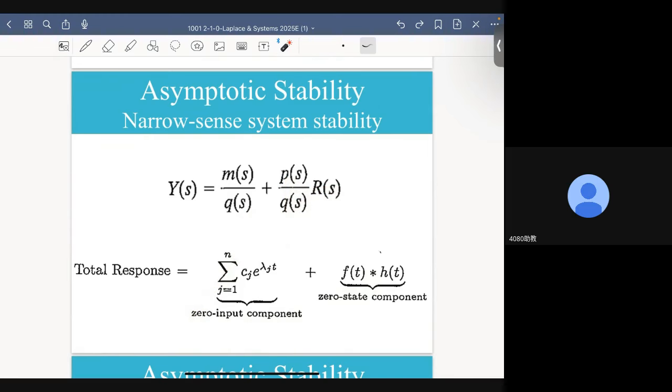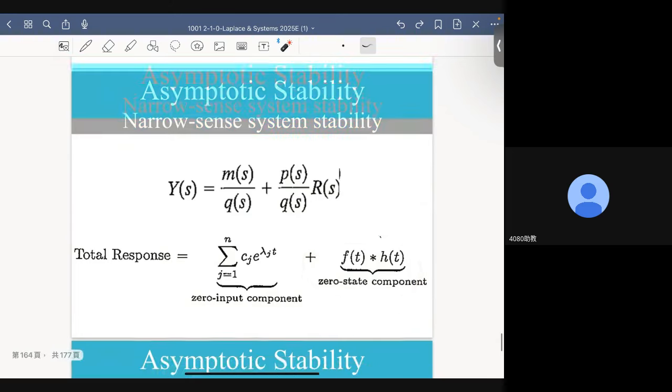But remember that the total response is not just about the zero-input response. As a matter of fact, the goal of control is to come out with a good input, so that the total response can conform to my need. Okay, it can match my requirement. So one of the limitations of asymptotic stability is that it has not taken the zero-state response into consideration.